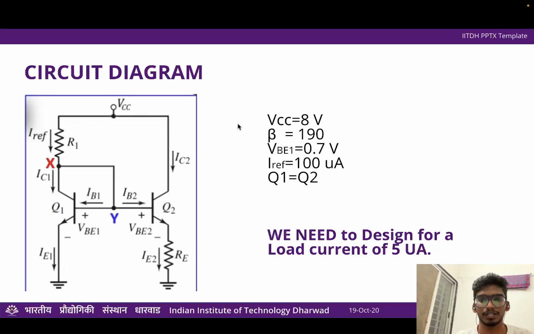For this particular simulation, we chose a VCC of 8 volts. The BJTs have a beta value of 190, and a constant VBE value of 0.7 volts. The reference current we are maintaining at 100 microamperes. Both BJTs are similar, so Q1 equals Q2, and our challenge is to design the circuit for 5 microamperes of output current.